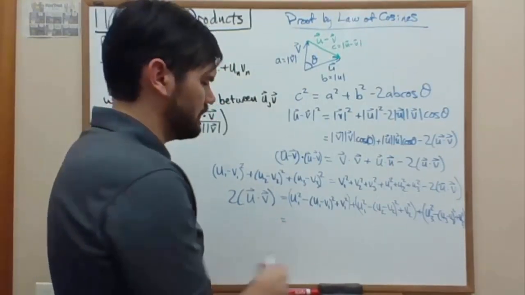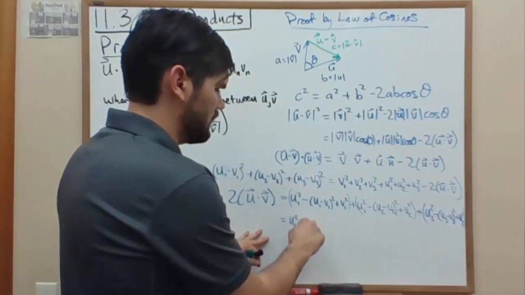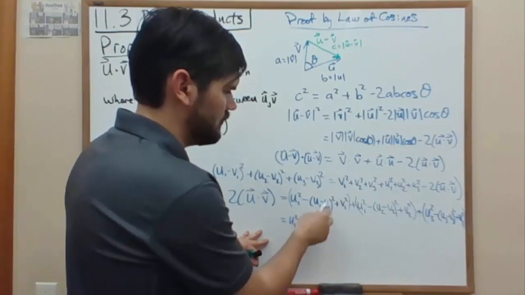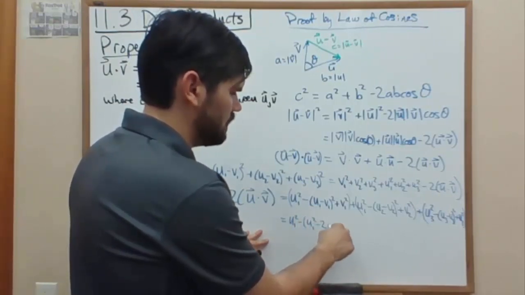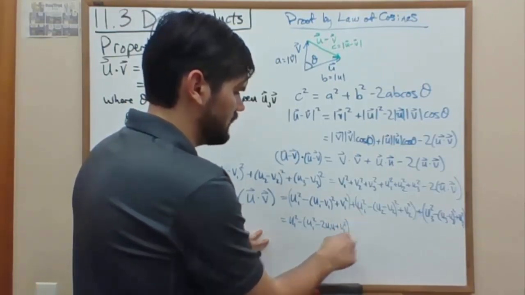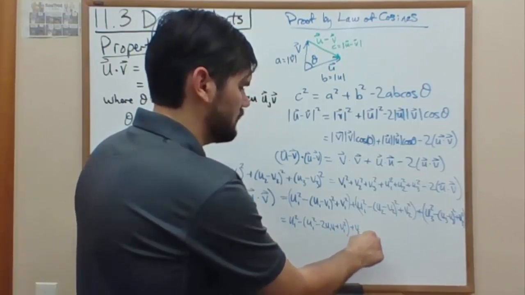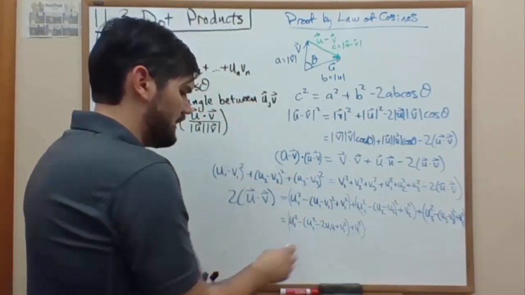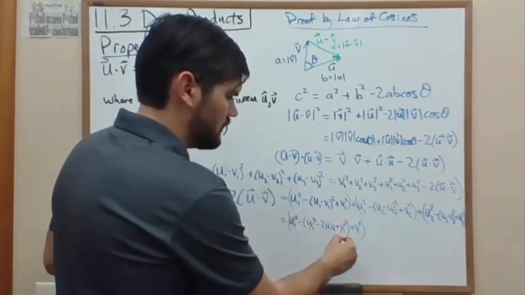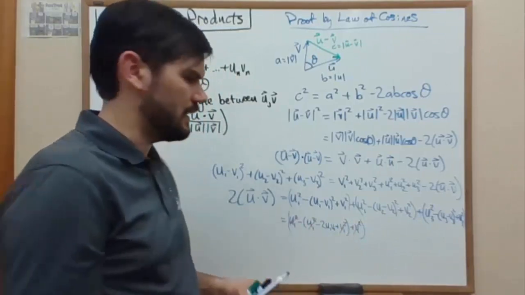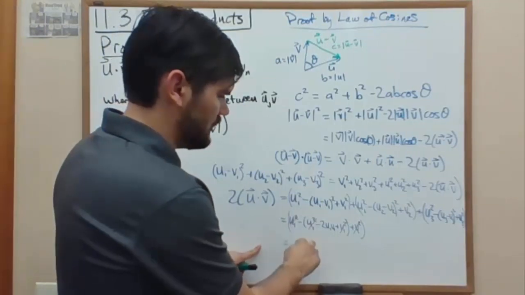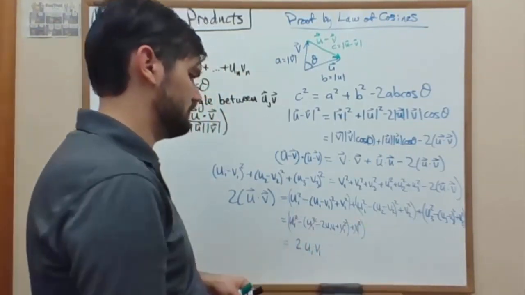When I expand out this binomial, I will have a u1 squared minus u1 squared minus 2 u1 v1 plus v1 squared. That's all subtracted, plus a v1 squared. From that grouping, we can see that the u1 squareds cancel. We can see that the v1 squared that is subtracted cancels with the v1 squared that is added. And what we're left with is simply a 2 u1 v1.